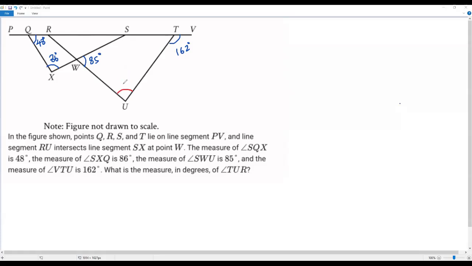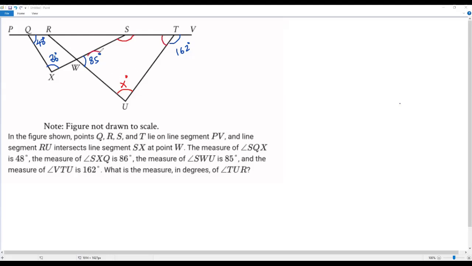I assume the measure of angle TUR as X degrees. Now to get the measure of angle TUR, we have to consider the quadrilateral we have over here, that is WSTU. In this quadrilateral WSTU, let's consider the four interior angle measures. Already we know the measure of this interior angle is 85 degrees. This is the unknown angle measure that we have assumed as X degrees. And let's consider the other two interior angle measures.